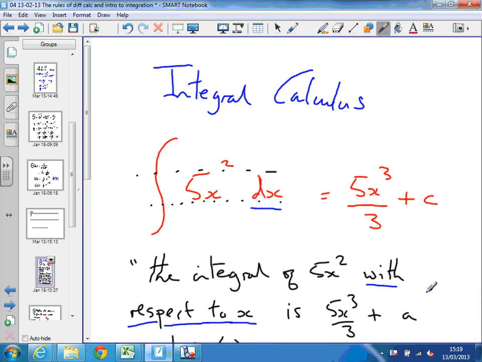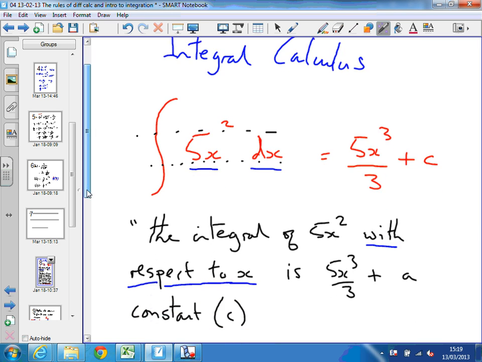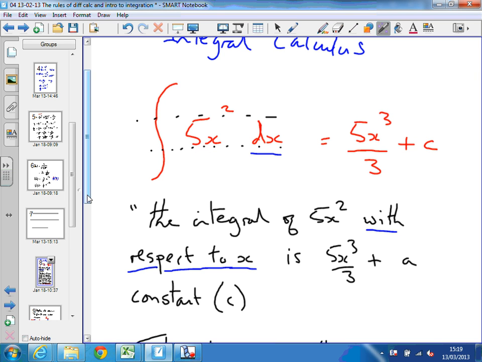So this is integral calculus, though we tend to pronounce it "integral" rather than "integral calculus". There's a notation associated with it. It's an operation that we do to a function, for example a function like 5x squared. This notation tells me that I want to integrate the function 5x squared with respect to x. So the dx and this symbol here is like the dy by dx.